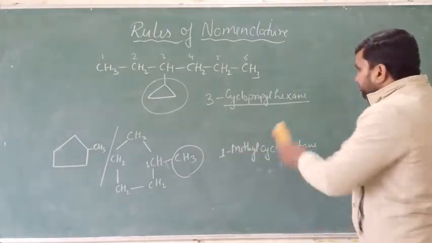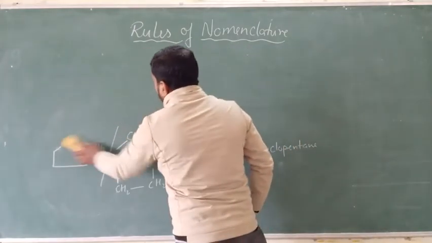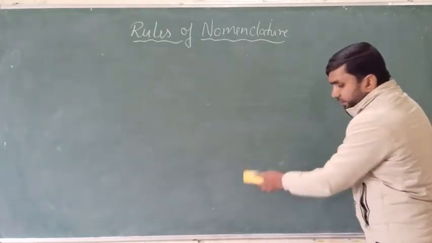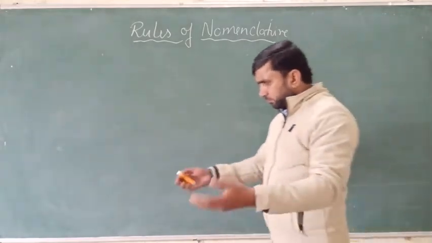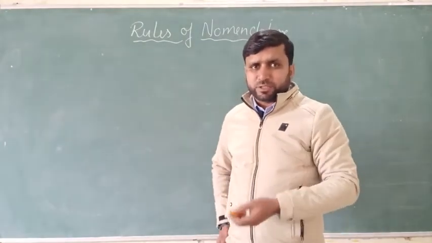Next, nomenclature of compounds which contain a functional group. Of the functional groups, in 11th you need only alkene and alkyne. You have to study them in the next chapter.